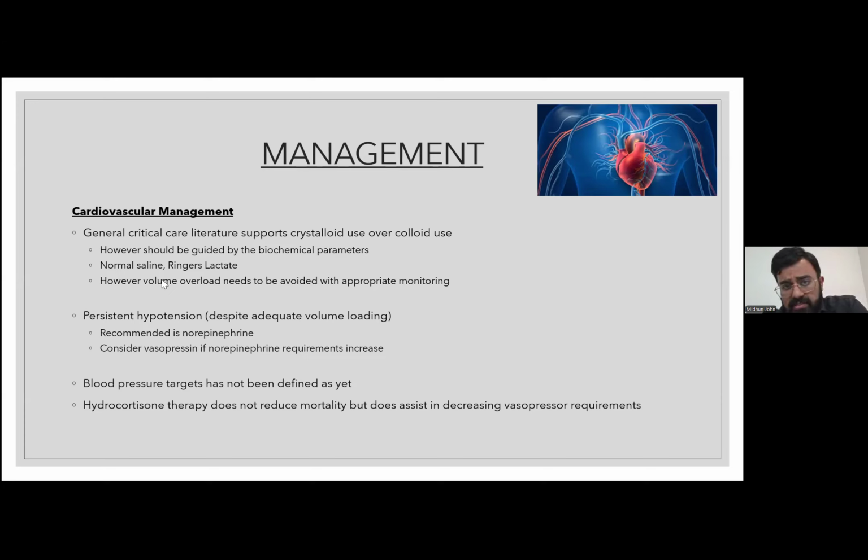In the case of persistent hypotension, despite us providing an adequate amount of fluid, norepinephrine is recommended in the guidelines, and to consider vasopressors if norepinephrine requirements are increasing. I tried to look for blood pressure targets that we do need to aim for, but nothing really as yet was defined. But I'm assuming with our normal cardiovascular settings, we must target decent MAPs over 65. Hydrocortisone therapy was brought out, but it doesn't really reduce the mortality, but it assists in decreasing vasopressor requirements in these particular patients.